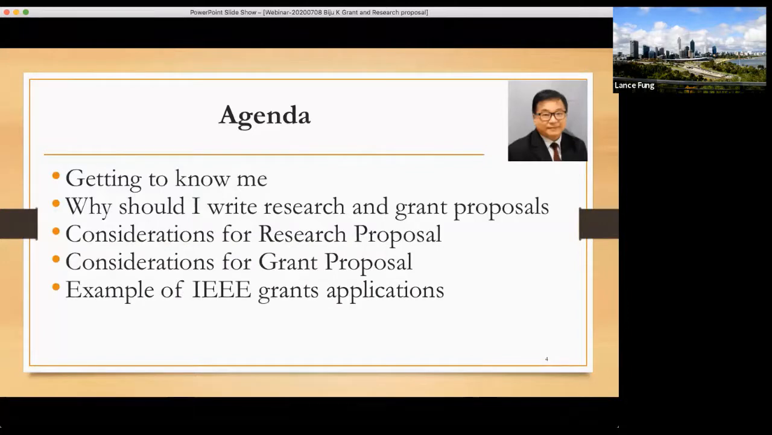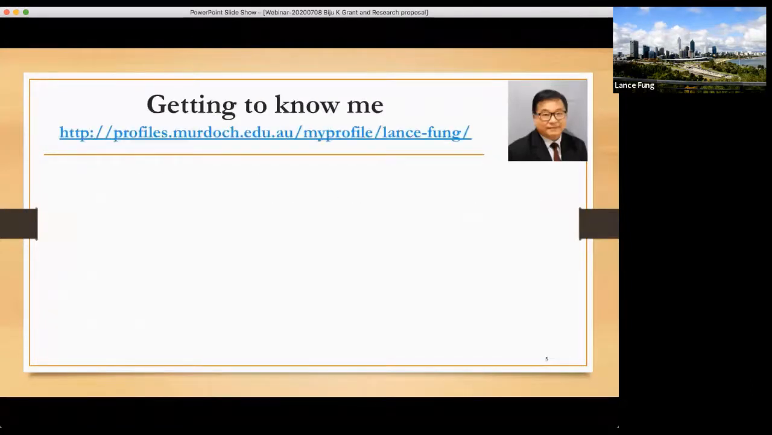Then, as I have mentioned already, I'm using the New Initiatives Committee program as an example to illustrate what one of those typical grant forms looks like. Then I just finalize it with a few words.